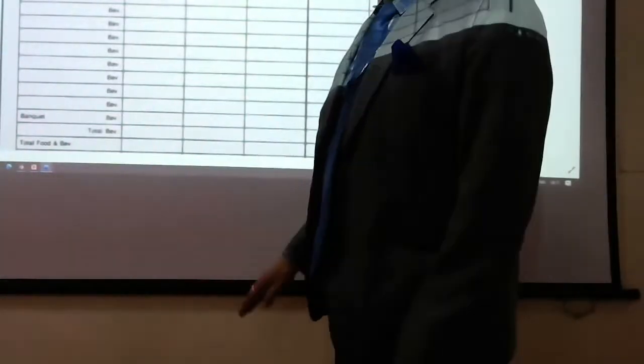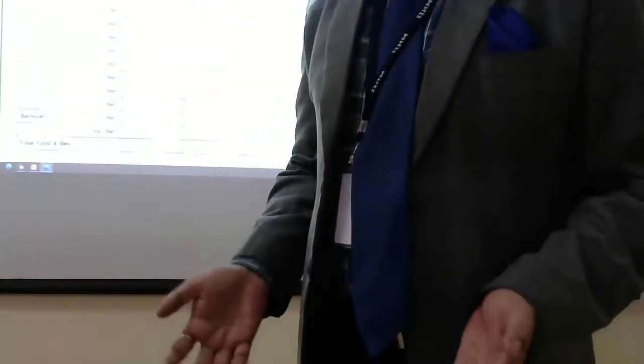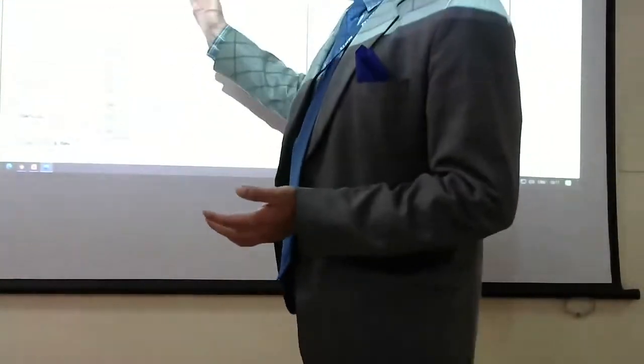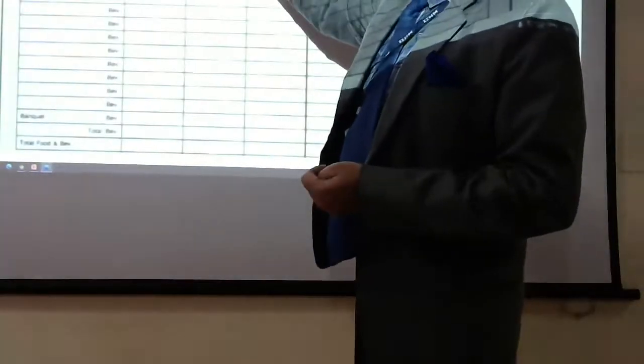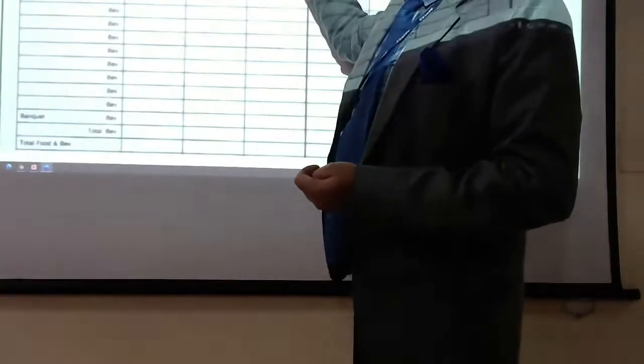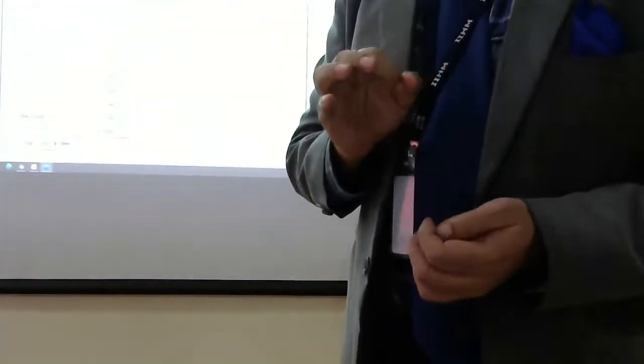So first of all, we did the rooms analysis, and now again a major source is F&B revenue. So F&B revenue again is for today's date. What are the number of covers we have sold? What is the average check per cover? So that means for every cover, what amount we have earned.